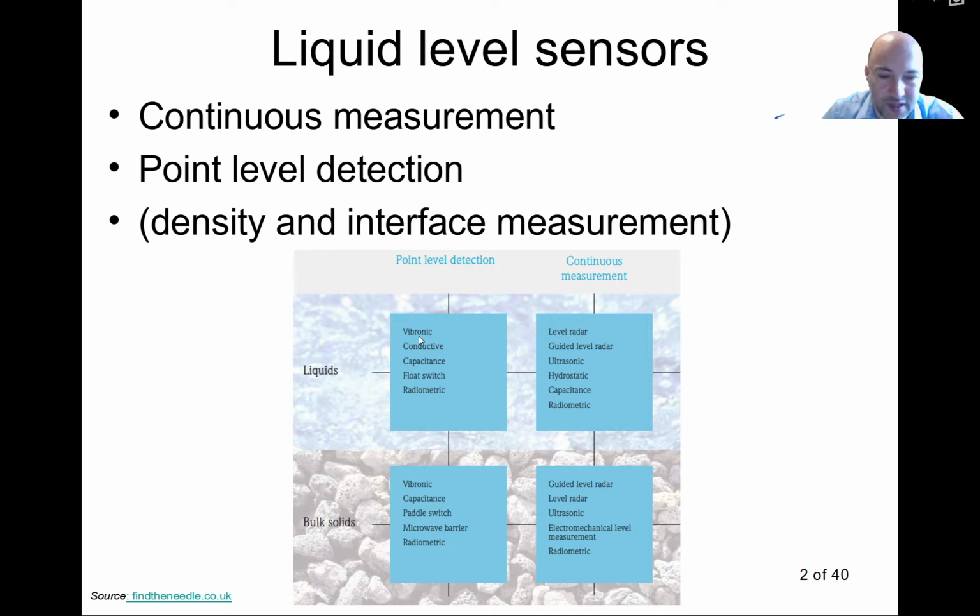So for example, we'll be discussing the vibronic principle, and this is specifically a sensor for point level detection. On the other hand, if you see, for example, radar or ultrasonic, then this is a typical example of continuous measurement. And you can see it again here in both groups, so it is able to measure a liquid or it is able to measure a solid as well. So you will see that many principles are universal, and we may use that for liquid level, or we may use that for solid level.